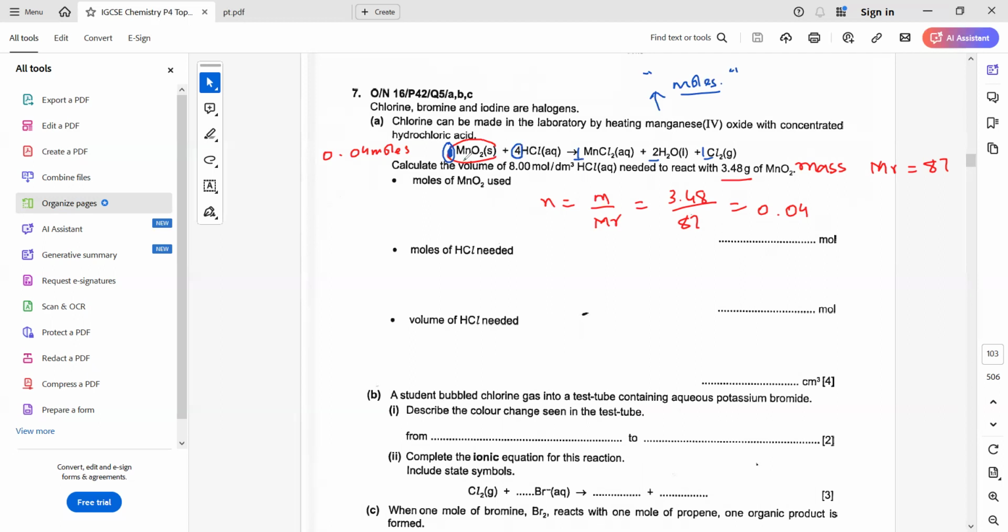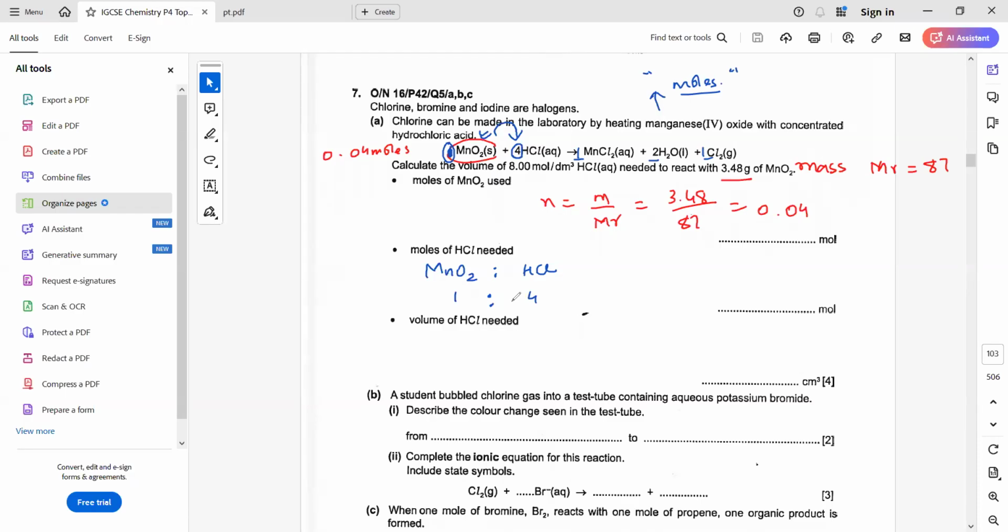That means according to the equation, whatever the number of moles is for MnO2, it's actually taking 4 times as many moles of HCl, right? Do you get this part? So what I can deduce from this is MnO2 and HCl have their mole ratio as 1 is to 4. Do you guys get this part?